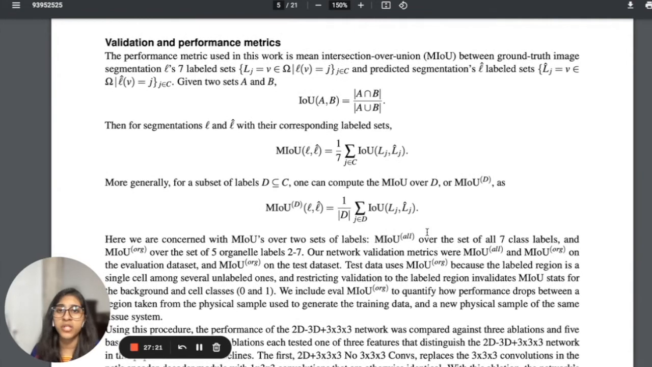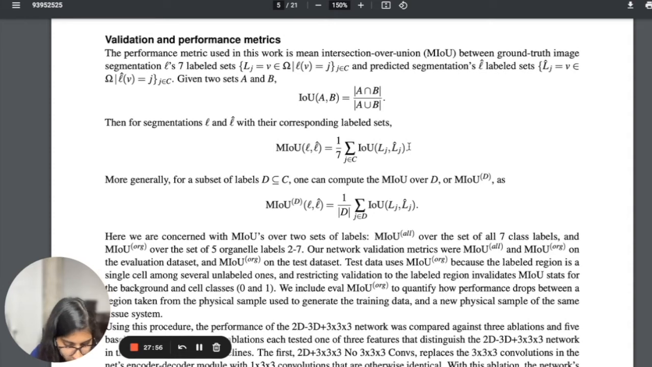So from there, we had the validation and performance metrics. And this was, again, what I was talking about with the IOU, which is the intersection over union. And you have the mean IOU. And essentially, it just talks about how they calculated that. This is the formula. I won't go too in depth into it, but since it's mean, you know that it'll be divided by 7. And this is finding the IOU, which is adding up all the IOUs and then dividing by the number of classes. That's essentially it.